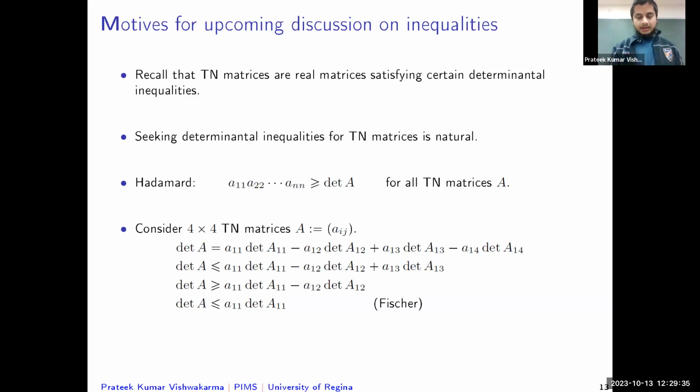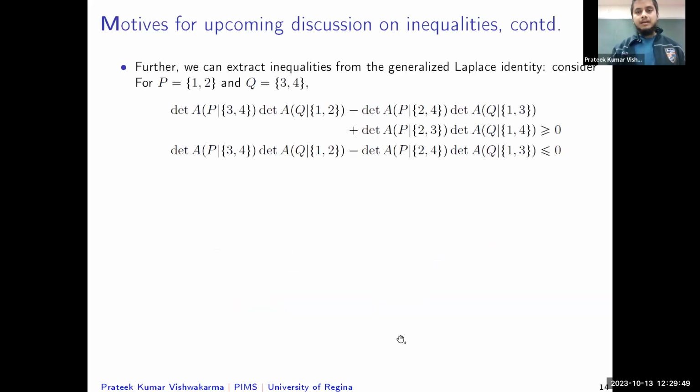We will see in detail what more we can do with this kind of beginning. For instance, we have also been able to extract determinantal inequalities in a similar way from the generalized Laplace identity. For instance, these two inequalities hold for all 4x4 totally non-negative matrices, if we choose our row indices P and Q like this, and we will see this inequality in a bit more detail later.